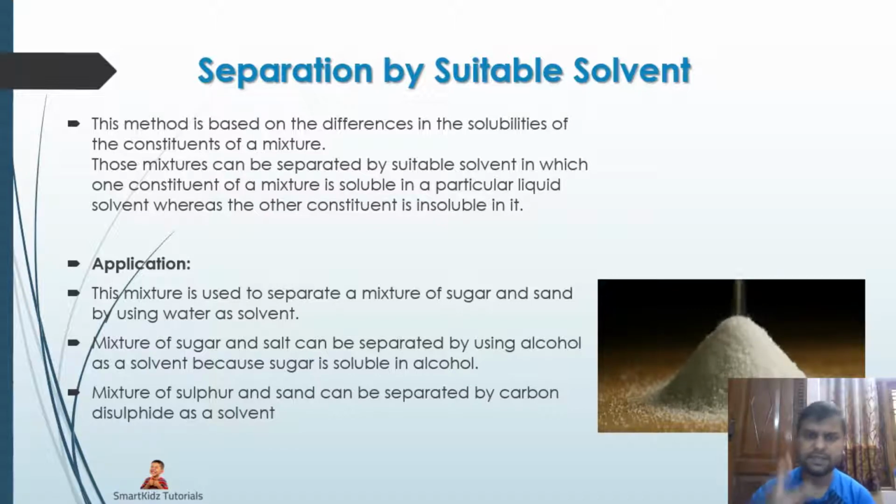A similar process can be used for separating sugar and salt by using alcohol as a solvent, because we know that sugar dissolves in alcohol, but salt does not dissolve in alcohol. The salt will just remain aside. Similarly, another application is that a mixture of sulfur and sand can be separated by using carbon disulfide as a solvent.